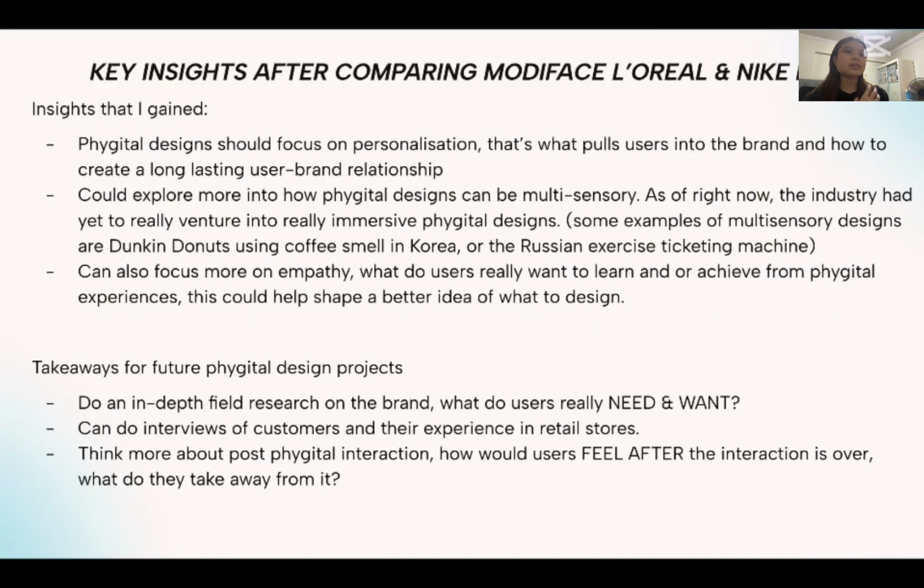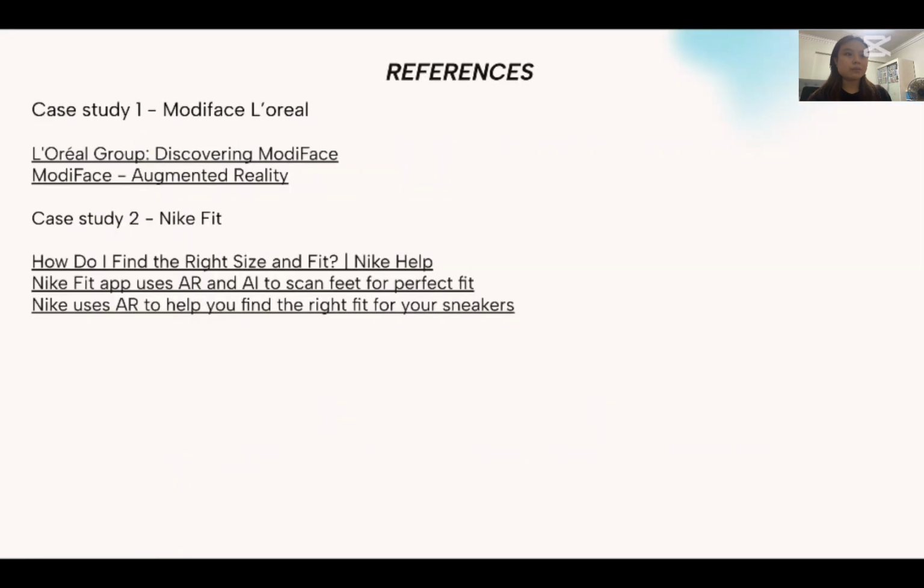So some of my key insights after reading about the case studies is that feature designs are not really multisensory. Most of them just rely on sight and haven't really explored touch or smell, so that can be used in the future. And we can also think more about the post-digital interaction, how users feel after the interaction is over, because most of the time it's just a letdown after they finish and nothing happens.